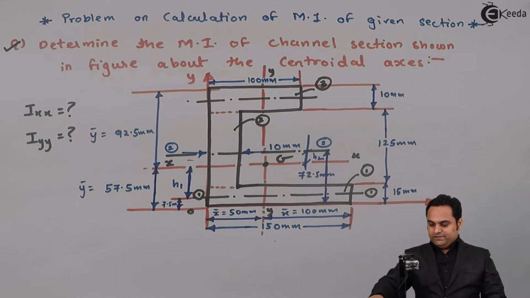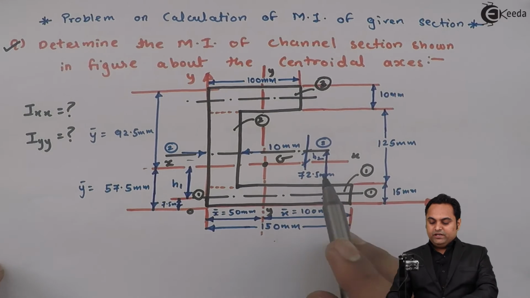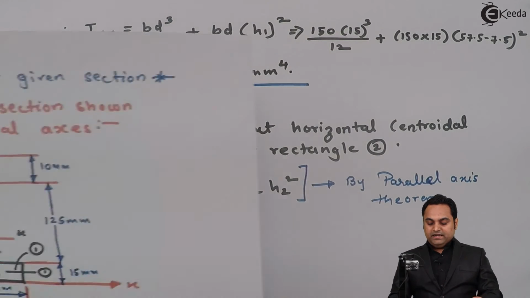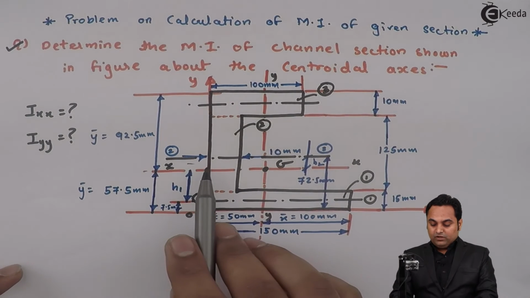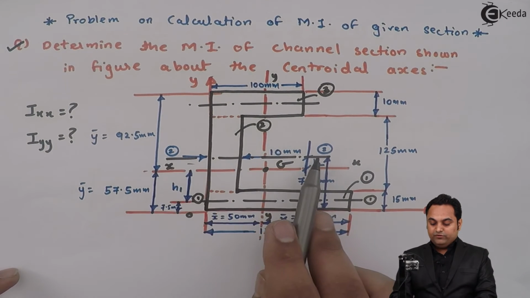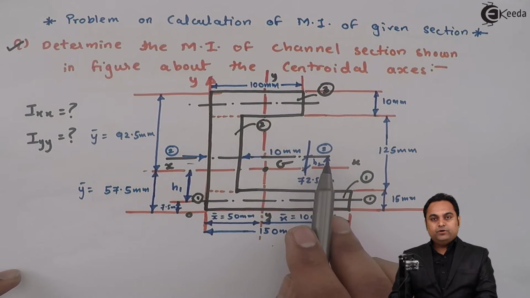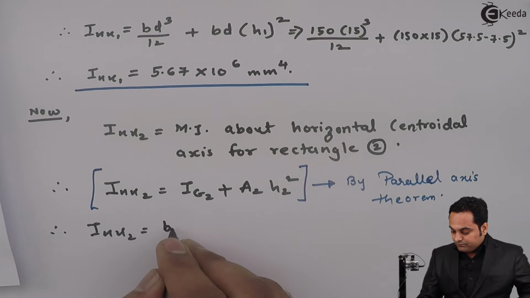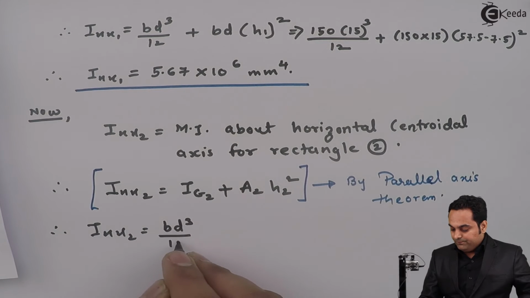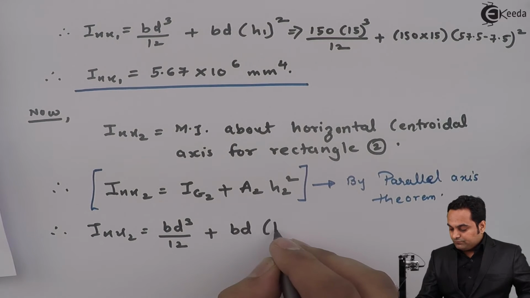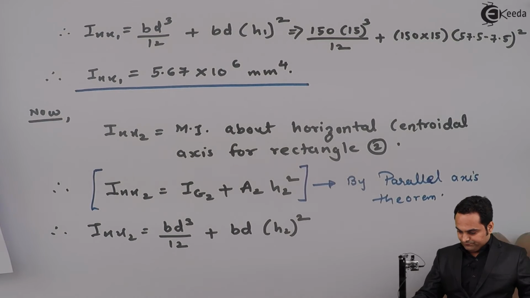So now here we have to calculate Ix2 by using the parallel axis theorem. I have used Ig2. Ig2 is the MI for rectangle number 2 about its axis, that is axis 2, which I have marked. It is at 72.5 mm distance. So Ig2 will be BD cube by 12, plus area, which is B into D into H2 square.